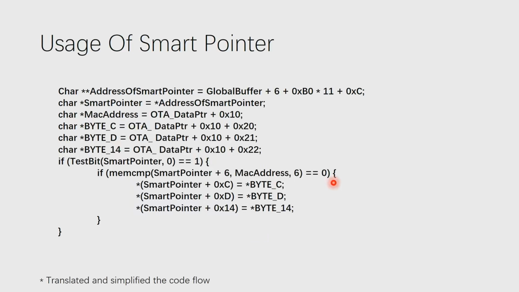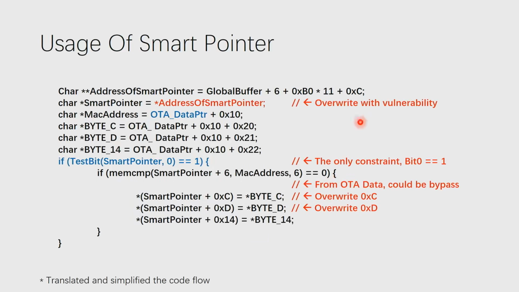Okay, let's see again. We overwrite this smart pointer, and we do the test. If the test passes, we write to the destination. So now we have an arbitrary write primitive with 2 constraints. The first constraint is bit 0, and the second constraint is the MAC address. Although, since the MAC address is controlled by ourselves, it is in fact not a constraint. We can set the MAC address of our sent data equal to this value. So the only constraint is this one: the lowest bit should equal 1. If we pass this test, we can write 2 bytes or 3 bytes into the destination we are interested in.